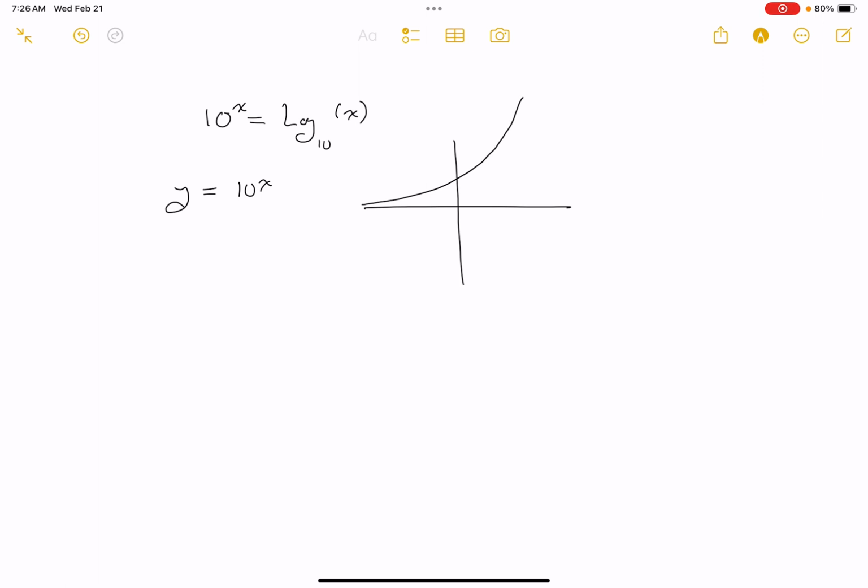So what I want to do is try to visualize what they just said. They're giving me an equation, 10 to the x equals log base 10 of x, and they're saying that there's no real solution to the problem. So what I'll do is just visualize it out. I know what this looks like. This is y equals 10 to the x. And I know what the log looks like. It looks like this over here. They're actually inverses of one another, all right?